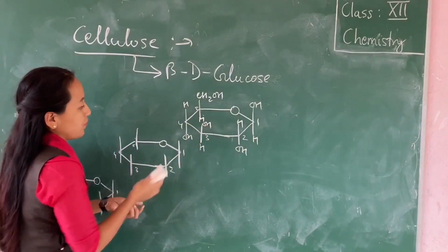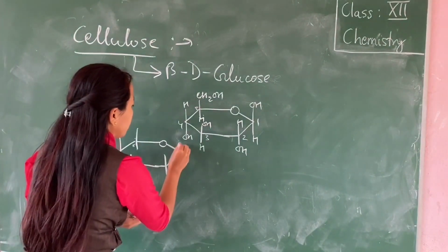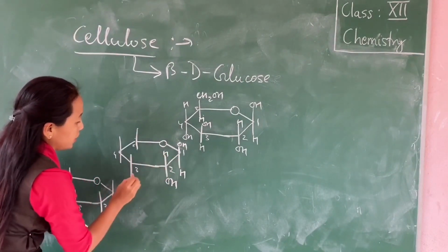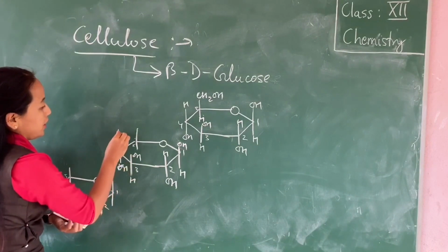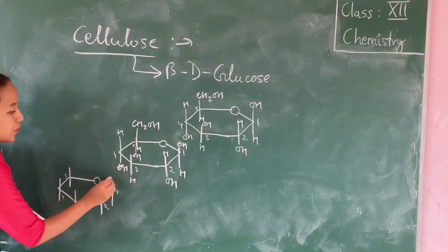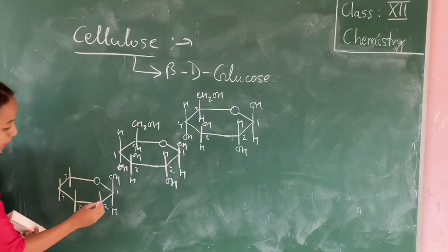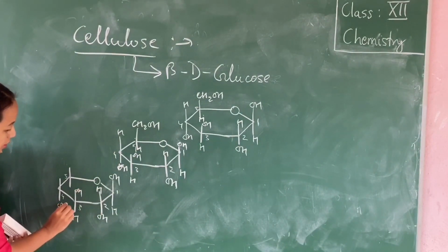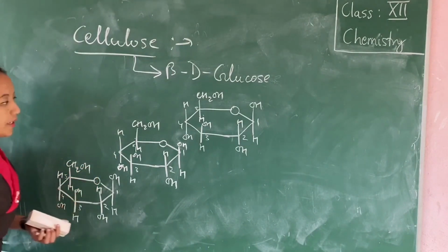In this case also, since this is all beta, again you will have OH on the top, H, and on the second OH at the bottom, H, H, OH, OH, and then H, and CH2OH, and then hydrogen. Here also you have OH on the top, H. That's why we are writing in this way, and then OH, H, OH, H, OH, H, then you have CH2OH on the top and then the hydrogen.